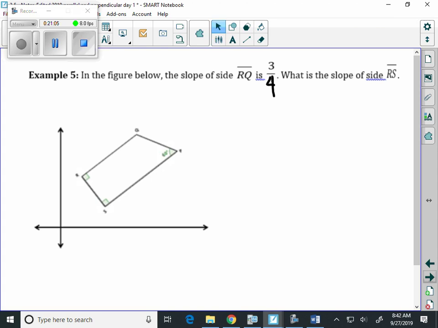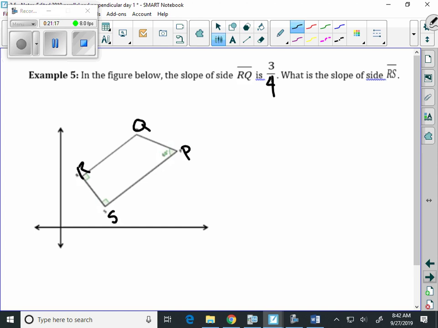So what we need to know is, where is RQ over here? Because like I said, it didn't print. It printed a little bit better here. But here's R, here's Q, here's S, and here's P. If you need to add that label in there. RQ is 3/4. And what we're looking at is this segment. So from here to here has a slope of 3/4.